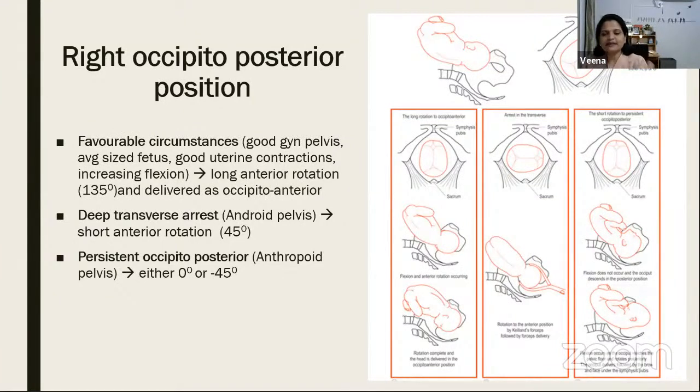Okay, this is the mechanism of labor. I just added ROP because I always feel that by telling ROP, you'll understand the concept of shoulder movement and internal rotation much more easily. Okay, any doubts?